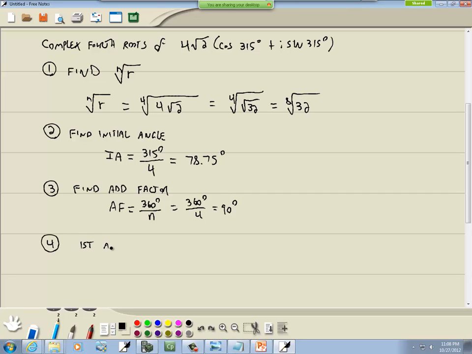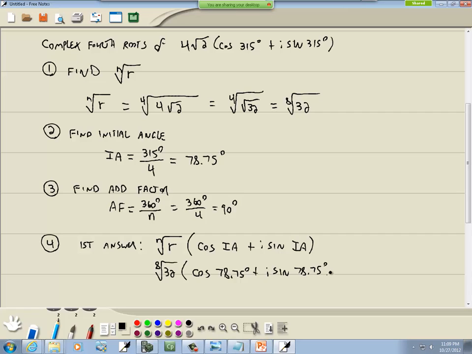So first answer. We're going to have our nth root of r times cosine of our initial angle plus I sine of our initial angle, which gives us the 8th root of 32, cosine of 78.75 plus I sine of 78.75. So that's our first answer. We're going to have 4 answers.